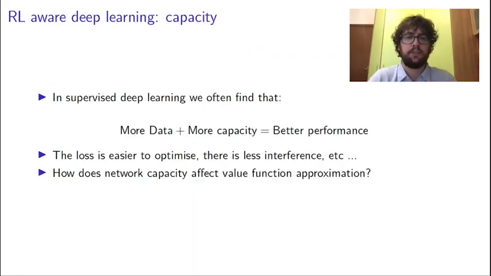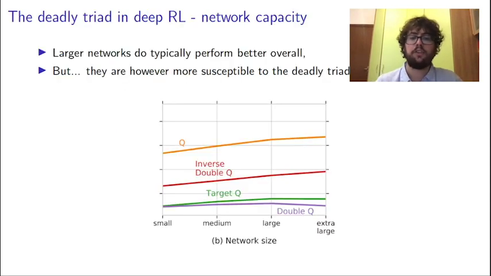If we're thinking about RL-aware deep learning, though, the topology of the network is not the only important factor. So in supervised learning, for instance, we often find that more data plus more capacity, not just better architectures, equals better performance. For instance, because the loss might be easier to optimize. But how does network capacity affect, for instance, value function estimation in reinforcement learning? In my experience, typically larger networks do tend to perform better in reinforcement learning as well. But it's not all roses.